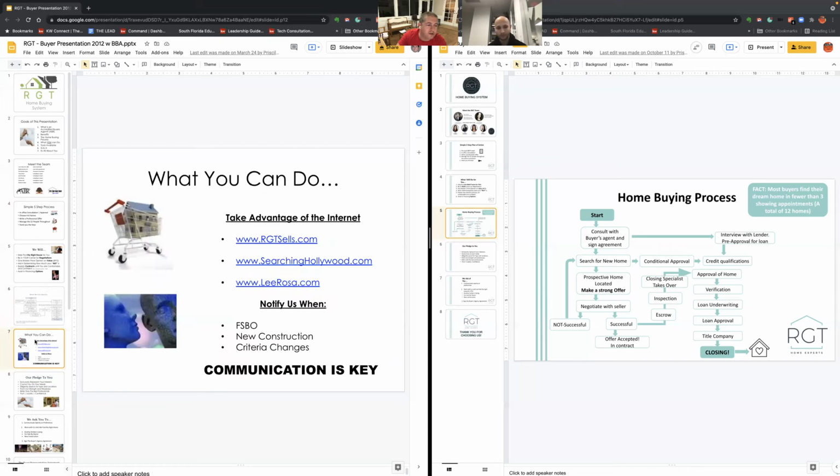So, here's what you can do. You can go to my website. You can go to our mobile app, and you can communicate with me on all of the changes that happen in your criteria. If you want to change the criteria, I can change it over and over and over again. We can create multiple searches. If you want to do new construction, please let me know. I'll go with you. Please don't go without me. I can help you find a better deal with me than without me, okay?